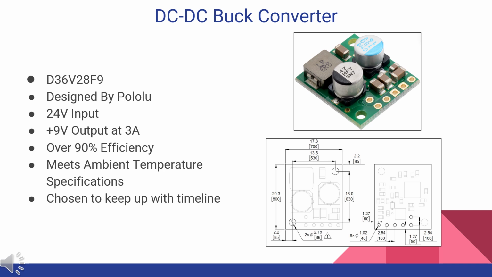The next circuit after the hot swap and current control is the DC to DC buck converter. This will turn the 24 voltage input verified by the hot swap and current control into a +9 output of a maximum of 3 amps. This is a complete module, chosen to help keep up with the project timeline and to make sure that efficient power is being delivered to the rest of the system.